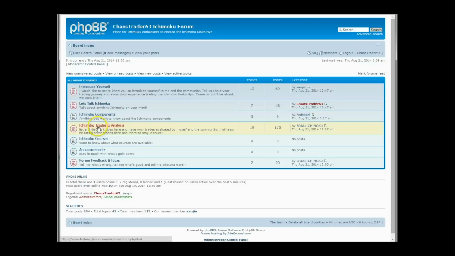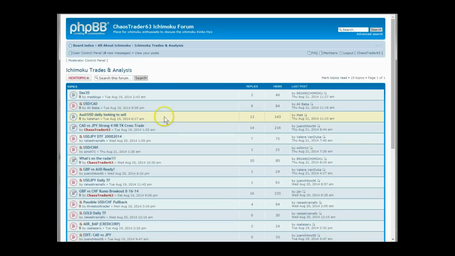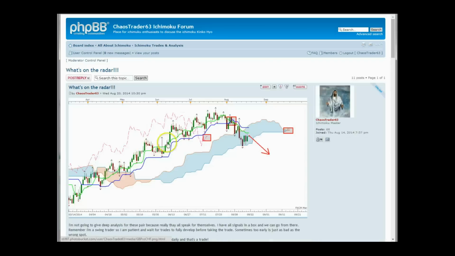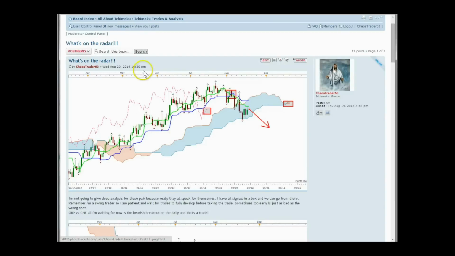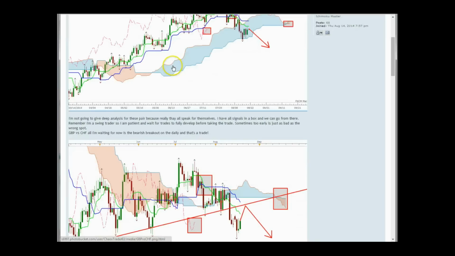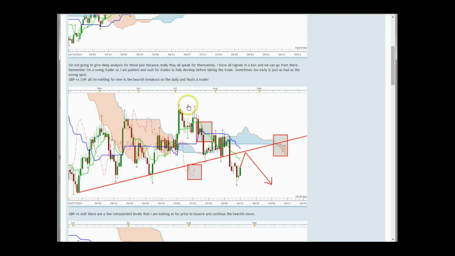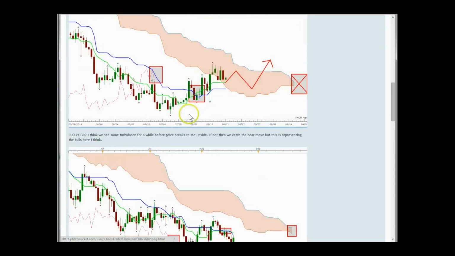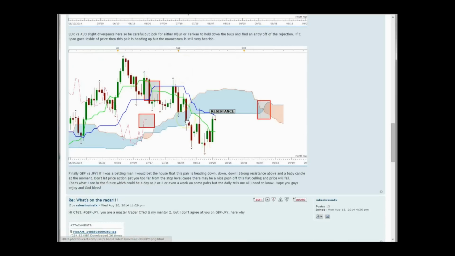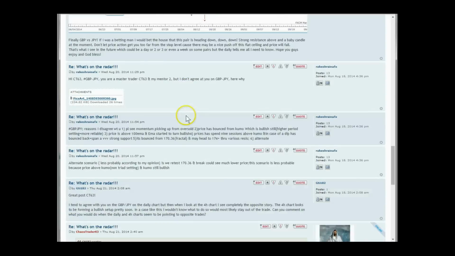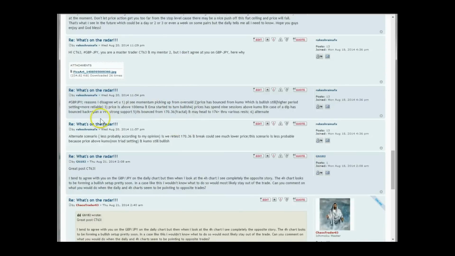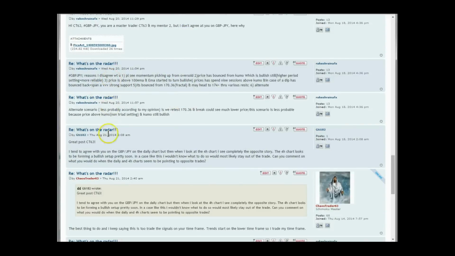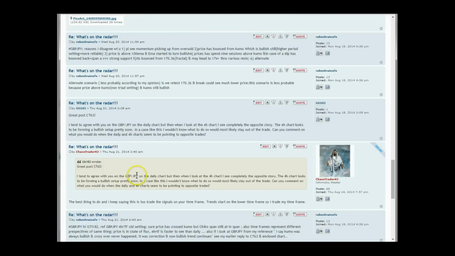Looking at that, I went in here and made a post: what's on the radar? I had a few trades that I was looking at. Here they are. I posted these trades just yesterday, last night, matter of fact. And I posted this one here, but some people didn't agree with me on that one. So I had some rejection right there. We'll have to see what happens there.